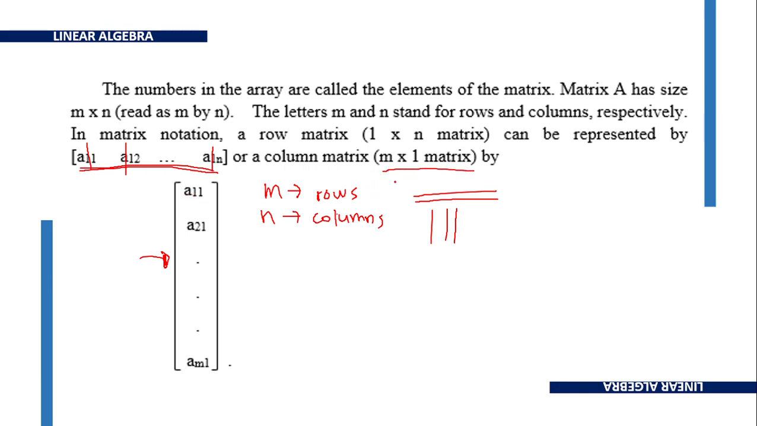So m by 1, since yung ating number ng rows is infinite, kaya siya m. So 1, 2, up to this, then 1 column lang siya. Okay, so paano natin siya babasahin? Ganito lang kasi class, yung way kung paano natin mas maiintindihan yung mga elements.